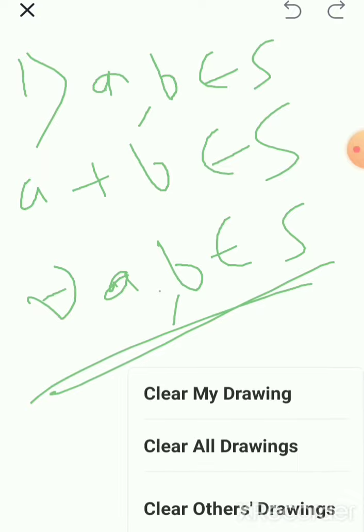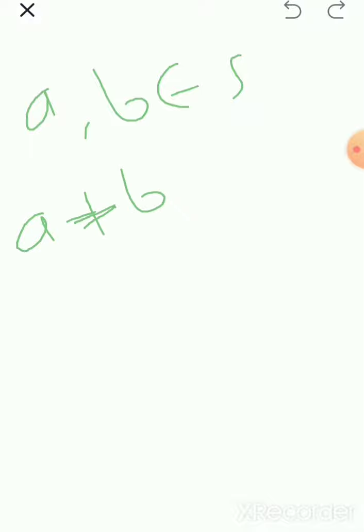Second property, addition is commutative. Means again choose any two elements from S and see whether a + b is equal to b + a or not.